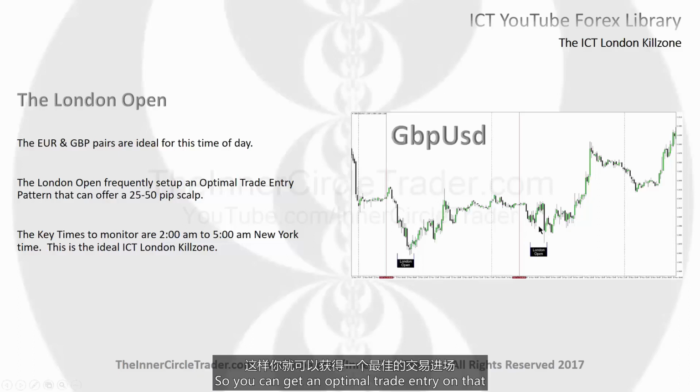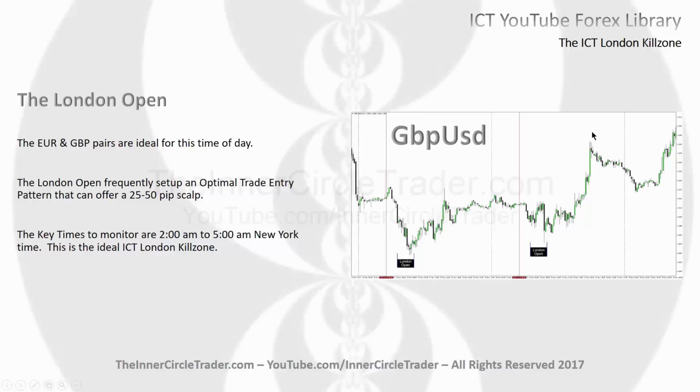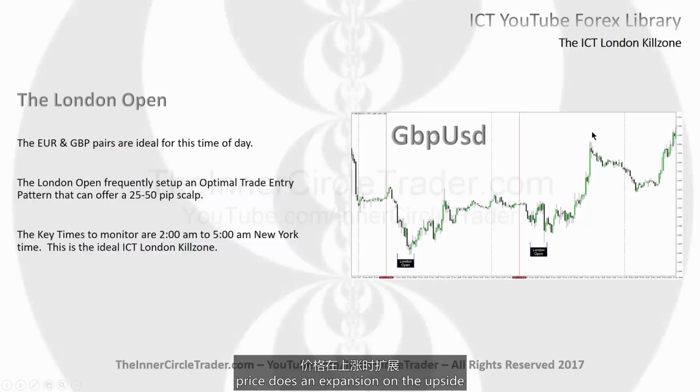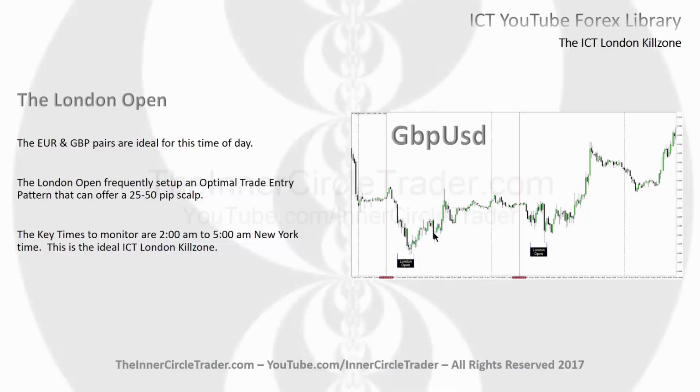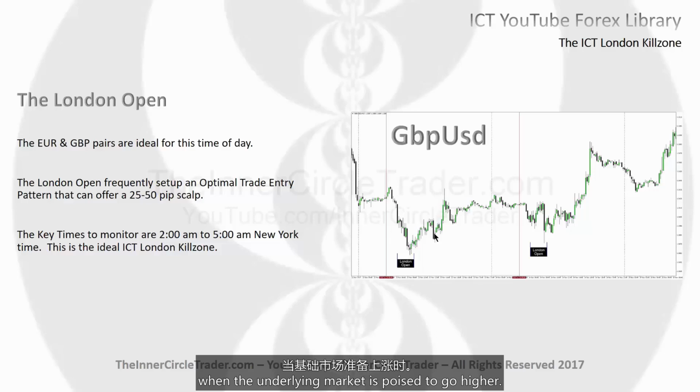So you can get an optimal trade entry on that, and price does an expansion on the upside, and we can see a very nice opportunity to have a long trade on both days here, focusing on London Open, creating the low of the day when the underlying market is poised to go higher.